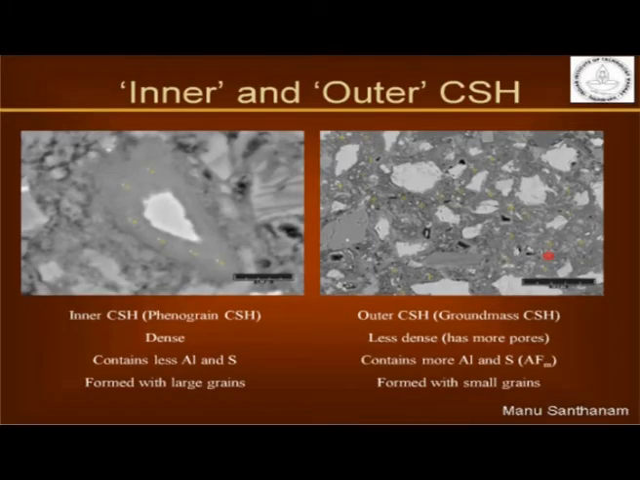Sometimes your calcium silicate hydrate forms in two different types, okay. Sometimes it forms right outside your grain, or sometimes it forms away from the cementitious grains. When it forms right outside the grain, as is shown in the left side image, it is called inner CSH, and when it is formed slightly away from the grain, as shown here in the dark gray phases that are surrounding these grains, it's called the outer CSH, okay.